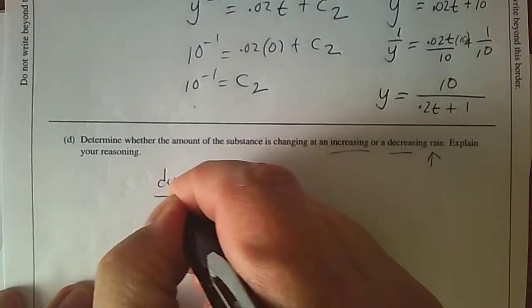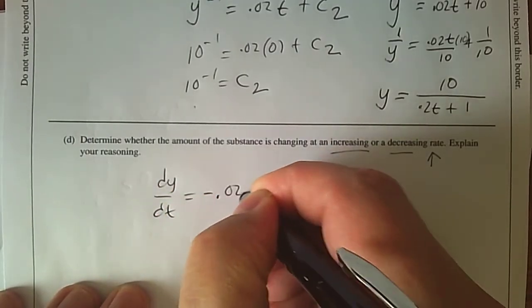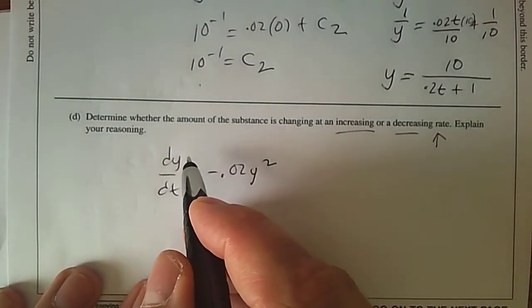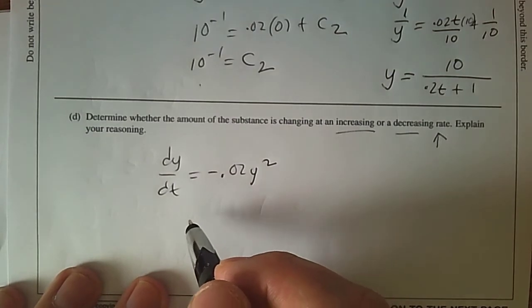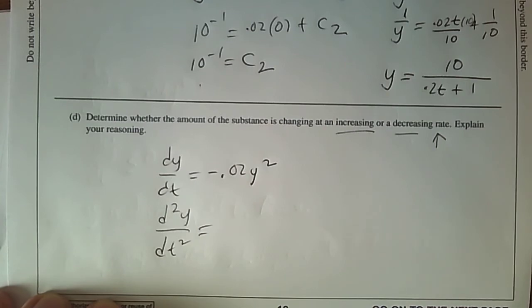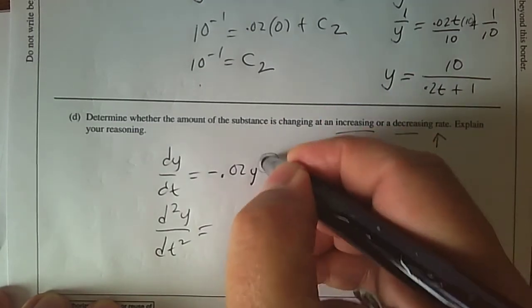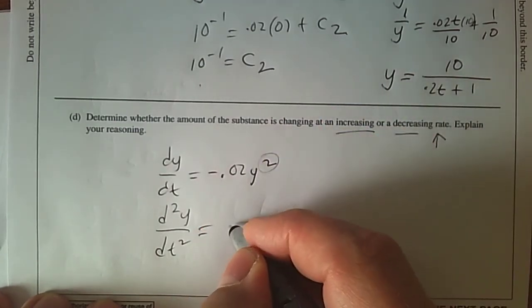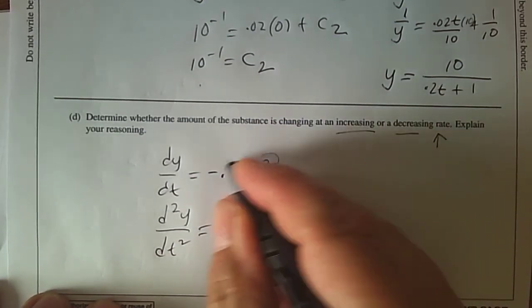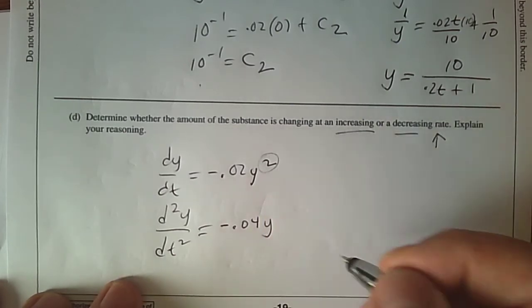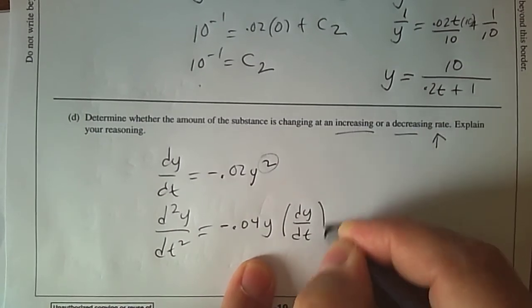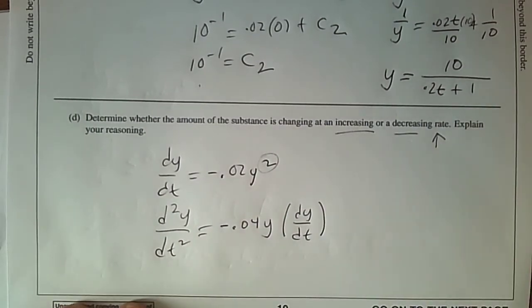So if I have dy by dt is negative 0.2y squared, then I want the rate of the rate. So that means I need to find the second derivative here and then look at it. So how would you do the second derivative? So the power rule, 2 times this in front, that's negative 0.04, or you just put a 2 in front. Subtract 1 from the exponent y, but then I need the hook, y prime, or dy by dt.